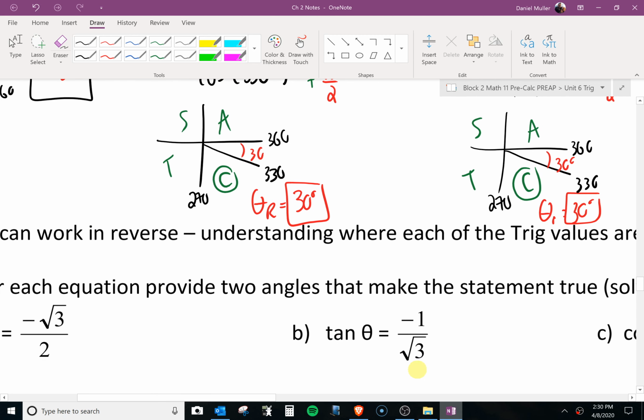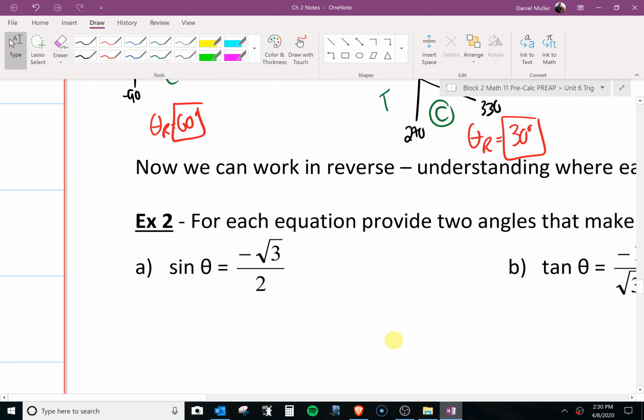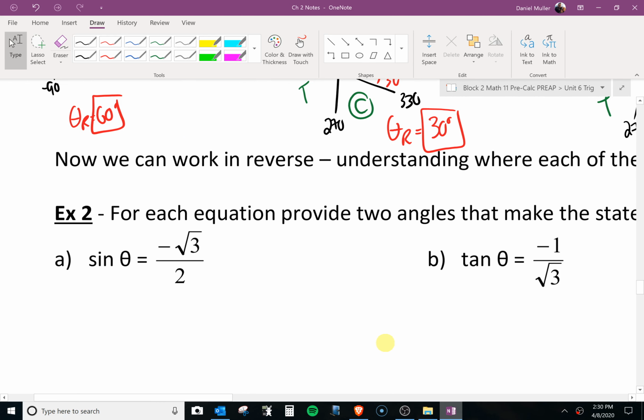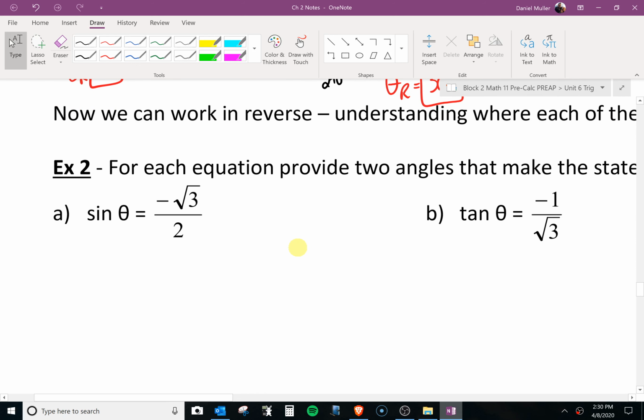Let's look at the next section now, example number 2. So this is going to be working backwards. We just had, I can't remember if it's 2 or 3 videos on how to do all of these, and now we're going to try to find the angle that got us the answer.